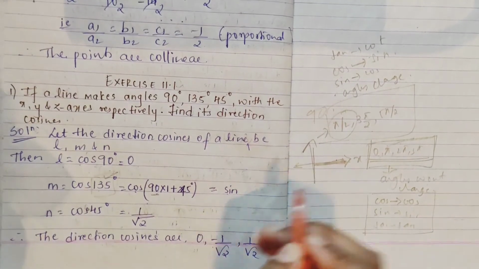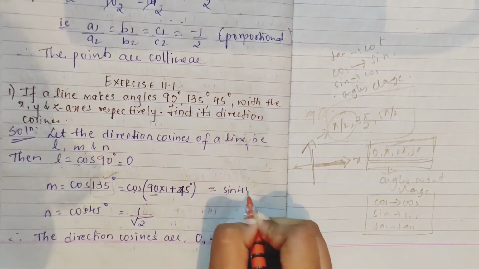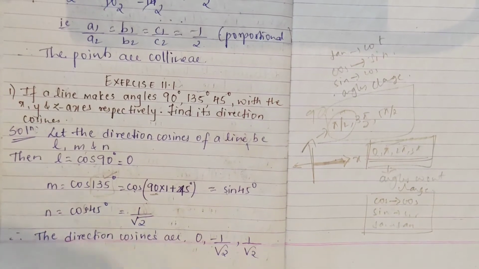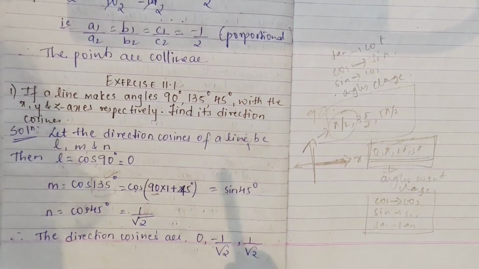x, it becomes, right, 45 degrees. So sine 45 degrees. After that you have to go for your signs to check.